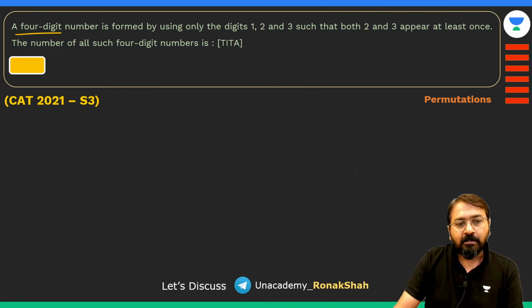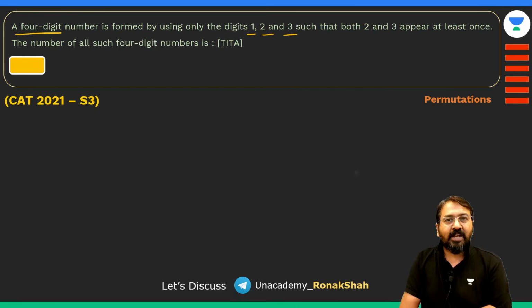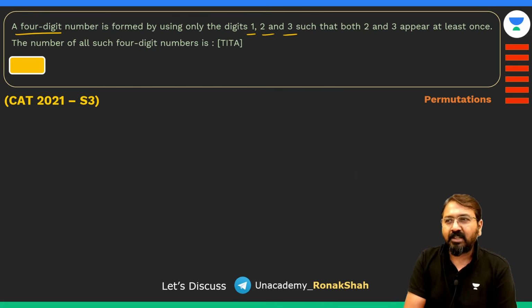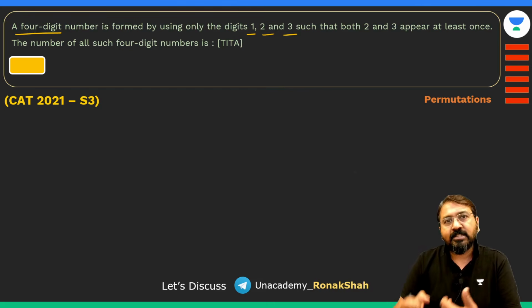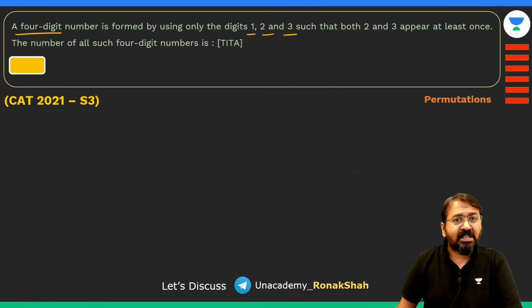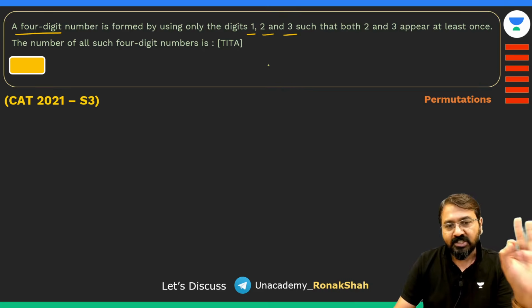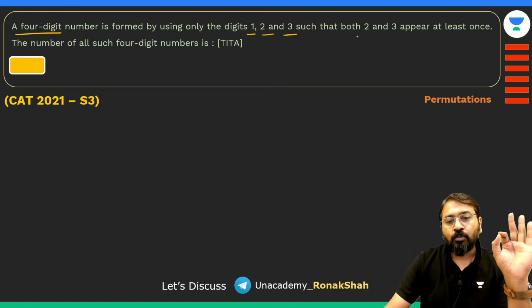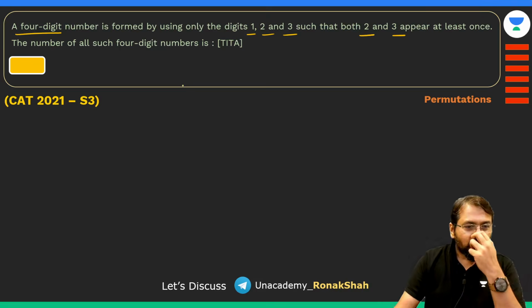A 4-digit number is formed by using only digits 1, 2 and 3, and this is the beauty of the CAT exam. Whenever they ask permutation combination questions, they really don't give you so many objects. They'll give you some limited set of numbers, but then they'll create the situation in such a way that almost 70-80% of students end up making mistakes in that. So we need to create a 4-digit number, and there are only 3 digits. The condition is that both digits 2 and 3 should appear at least once. Okay, so it's very easy.